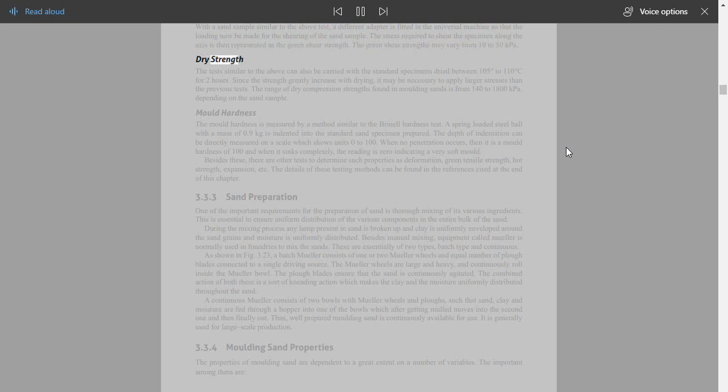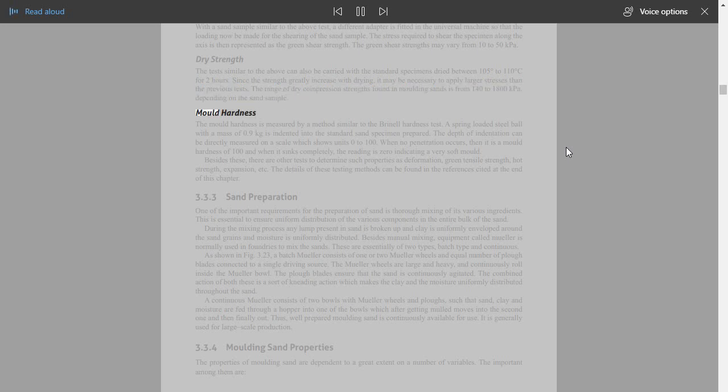Dry strength. The test similar to the above can also be carried out with the standard specimens dried between 105 to 110 degrees Celsius for 2 hours. Since the strength greatly increases with drying, it may be necessary to apply larger stresses than in the previous tests. The range of dry compression strengths found in molding sands is from 140 to 1,800 kPa, depending on the sand sample.